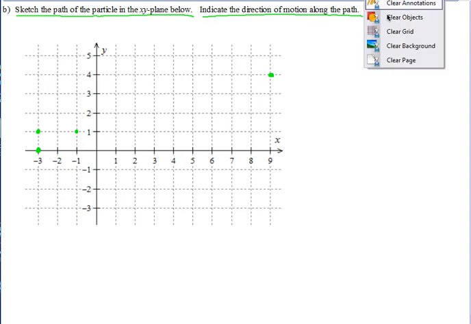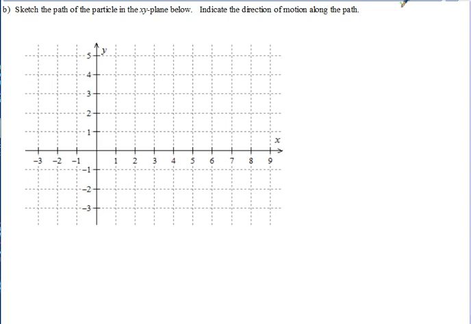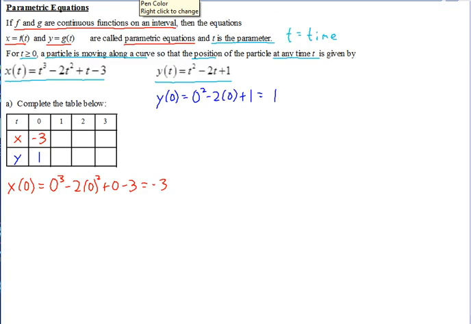So we have to clear those off. We'll start at negative 3, 1 right there. That's where this particle starts. Let's find at time 1 now what the x and y coordinates are.